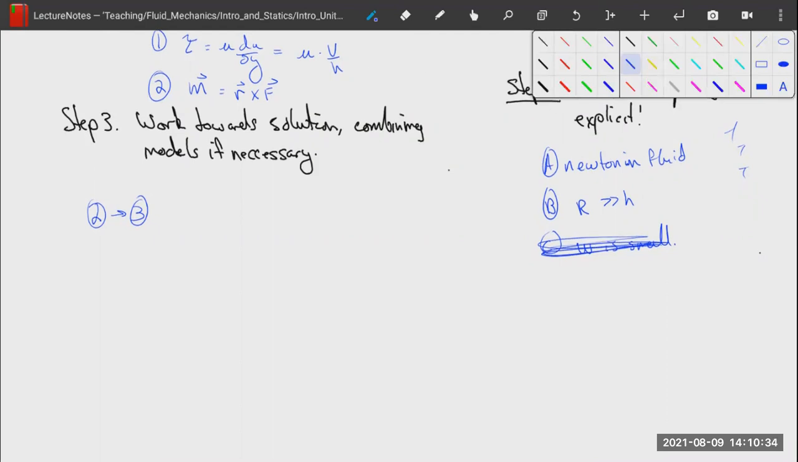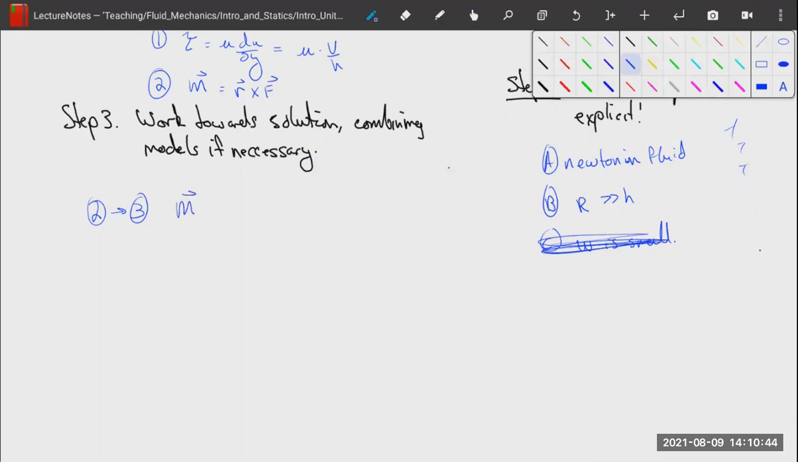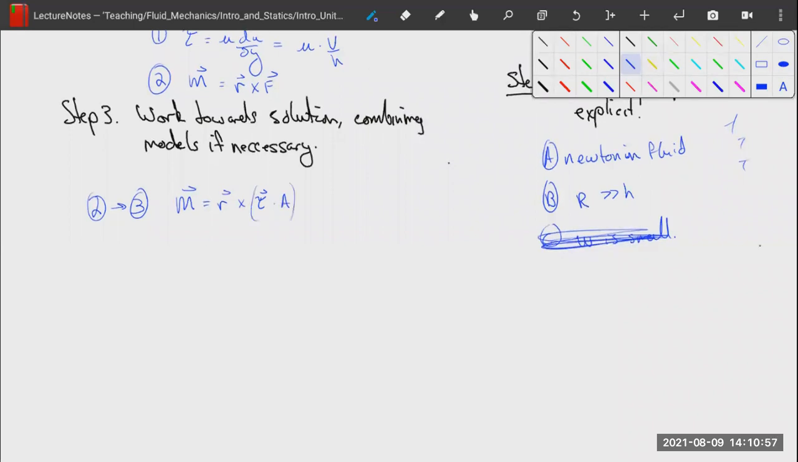All right, so we start with model 2, which is moment is equal to R cross F, and we restate what F is, right? So we take our moment is equal to R cross F, but F is actually equal to tau times A, in that moment.